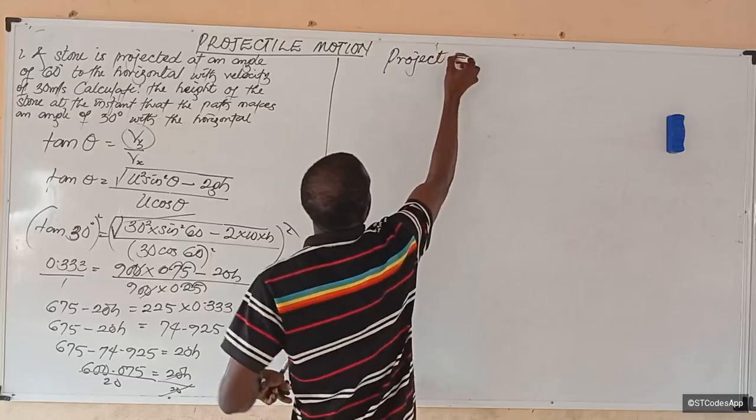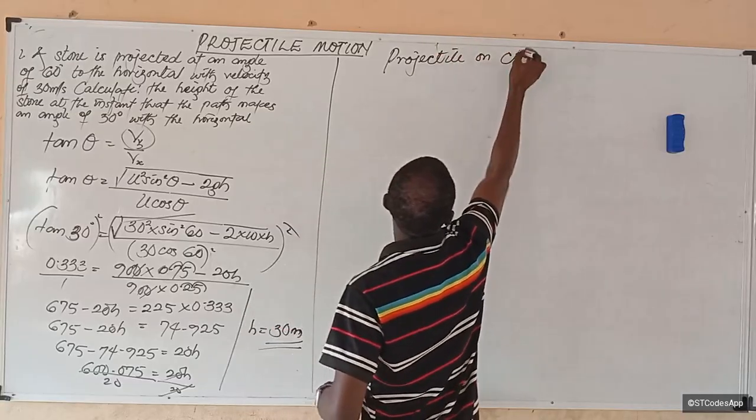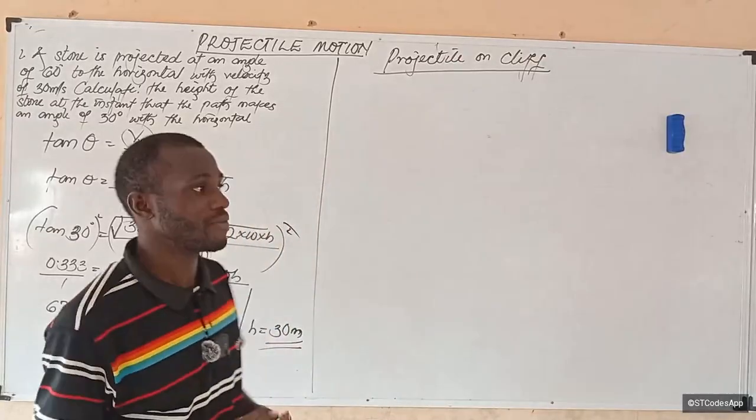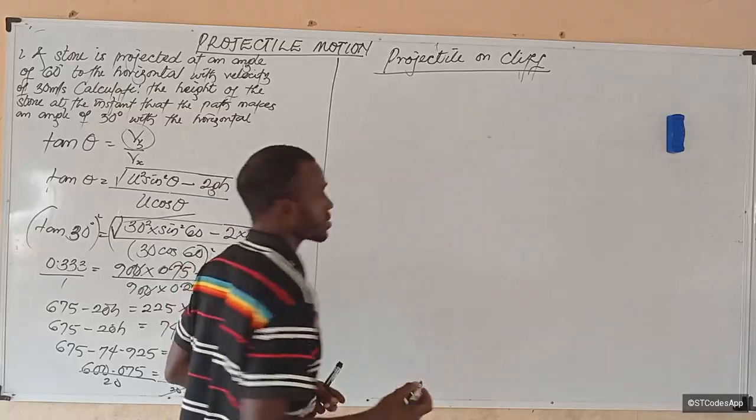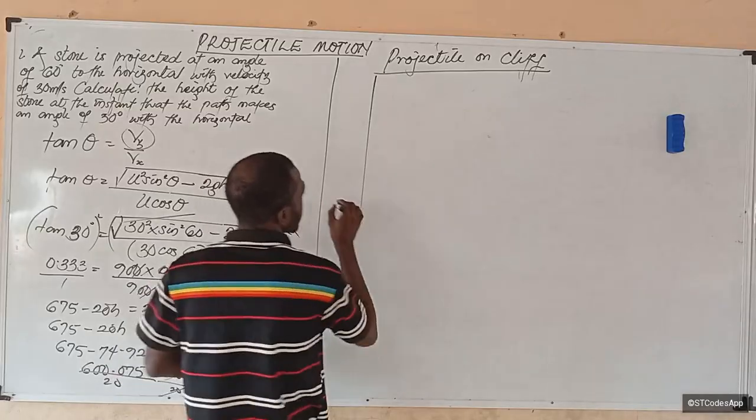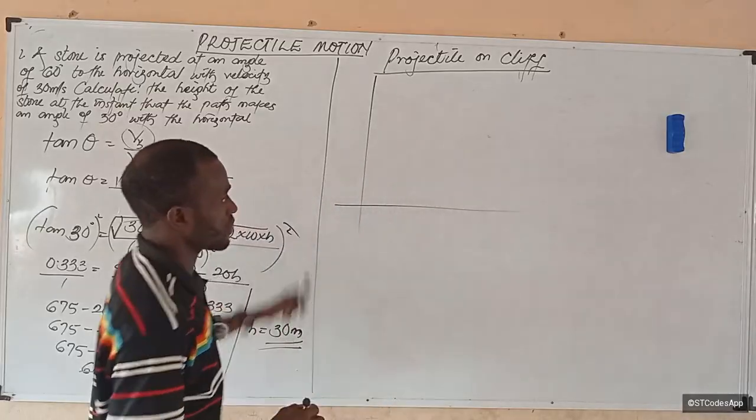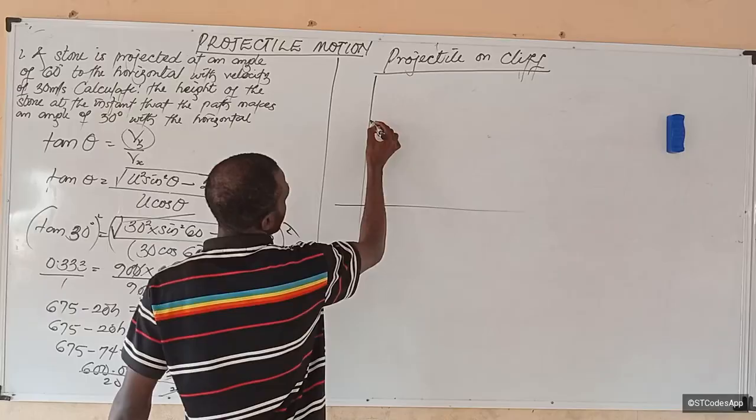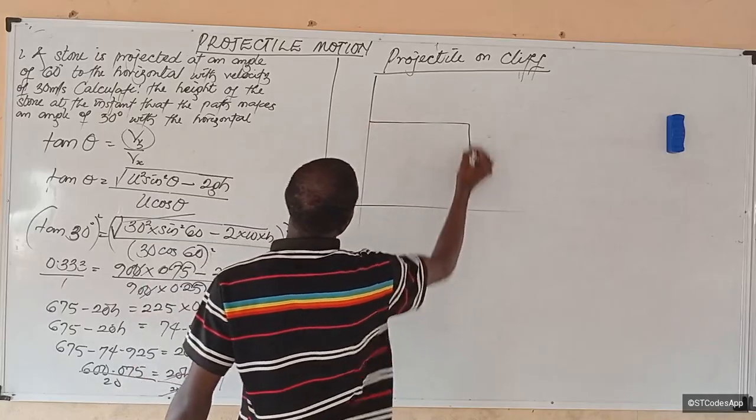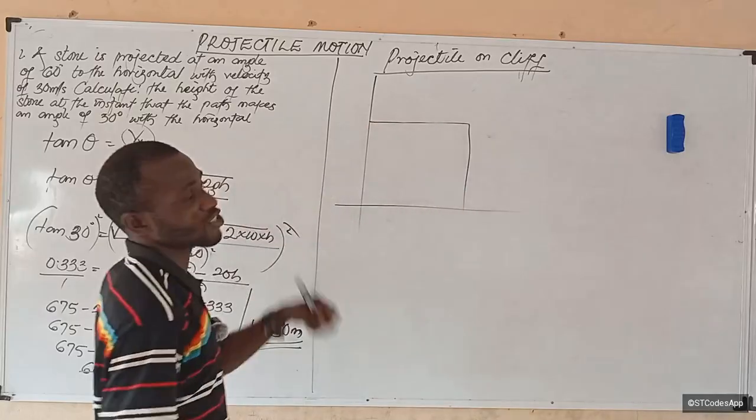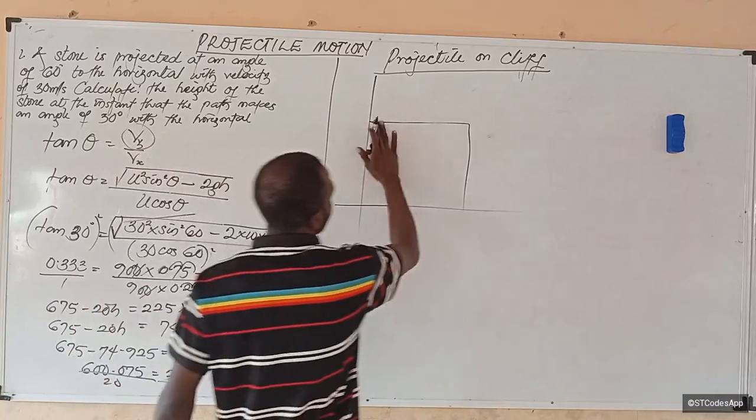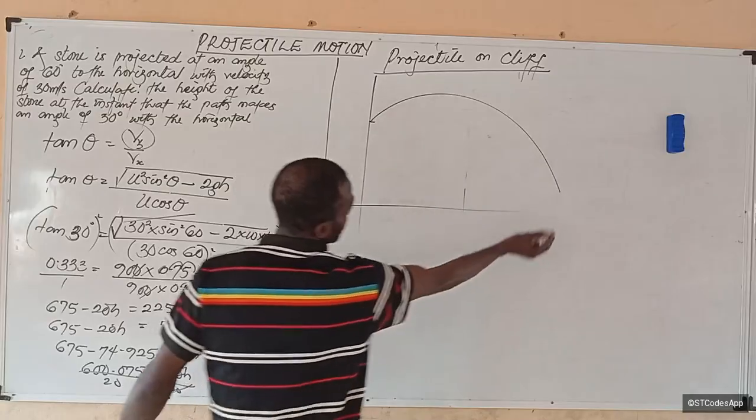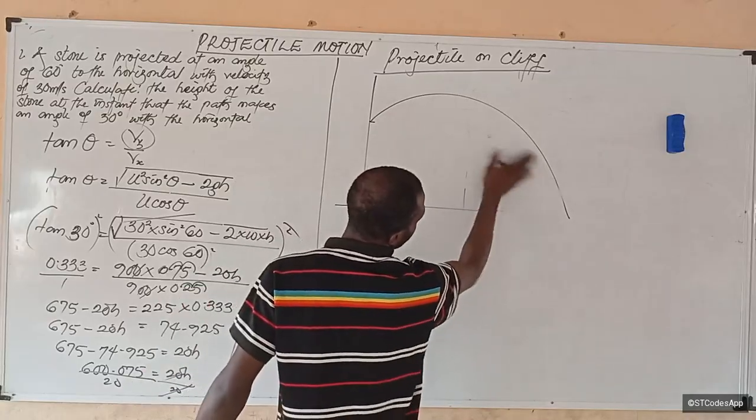Projectile on a cliff, or a mountain. Exactly. So what that means is this: if this is my horizontal floor, and I project something from, let's say this is a mountain, or let's say our mountain is this shape, and I project it like this. Now let me first project before drawing it.